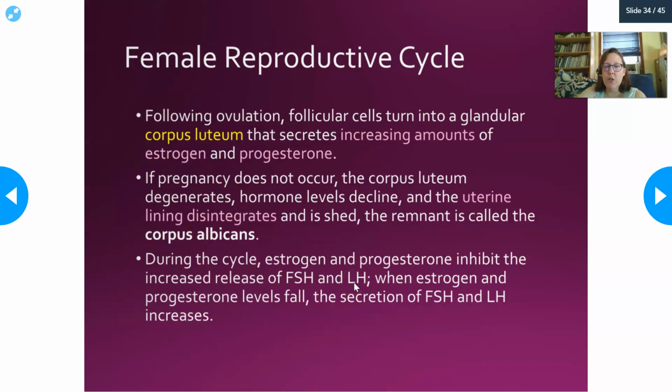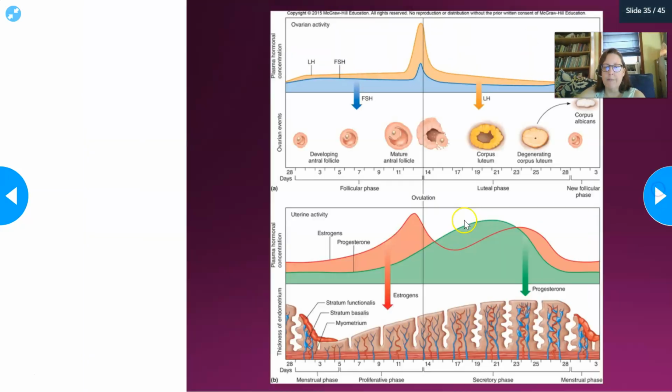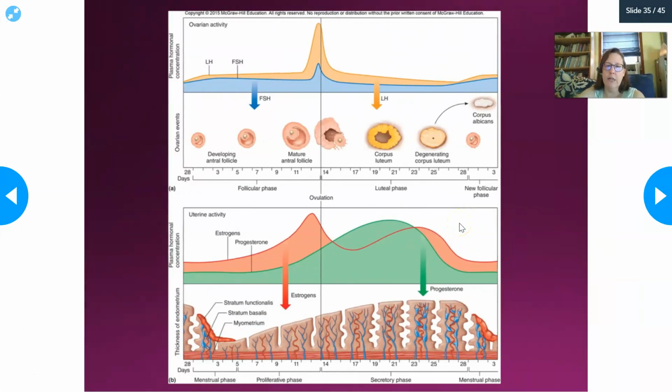During the cycle, estrogen and progesterone will inhibit the increased release of LH and FSH, but then when they drop, that secretion of LH and FSH increases again and restarts the whole process. So this is what it looks like as a diagram now.